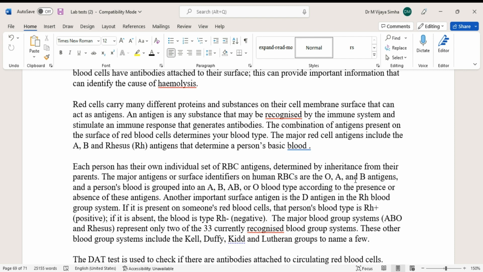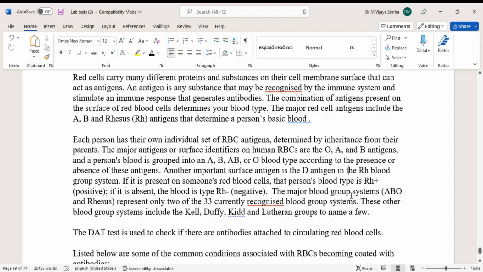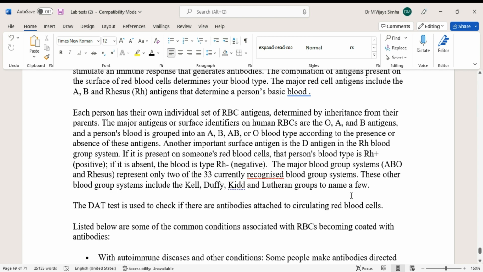Each person has their own individual set of RBC antigens determined by inheritance from their parents. The major surface identifiers on human RBCs are O, A, and B antigens, and a person's blood is grouped into A, B, AB, or O blood type according to the presence or absence of these antigens.